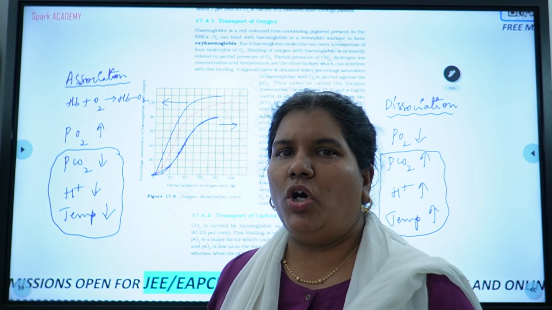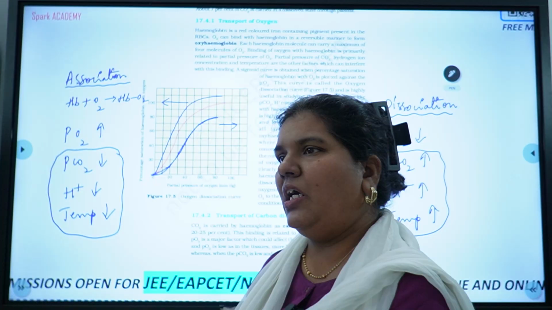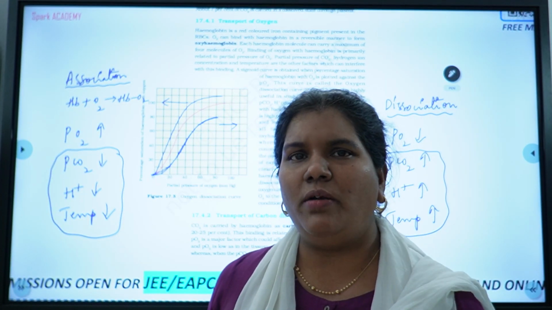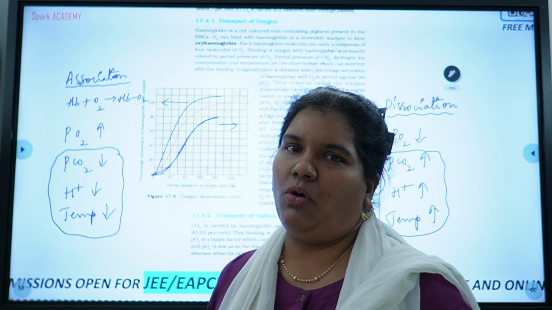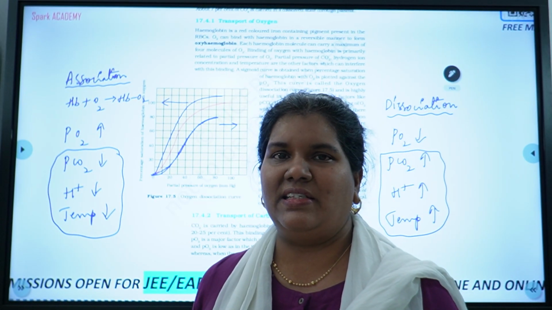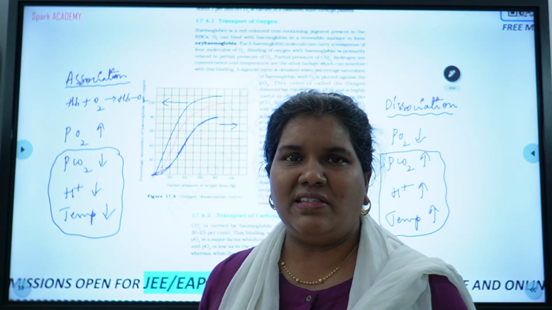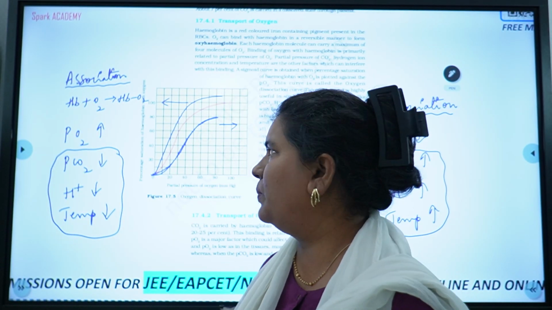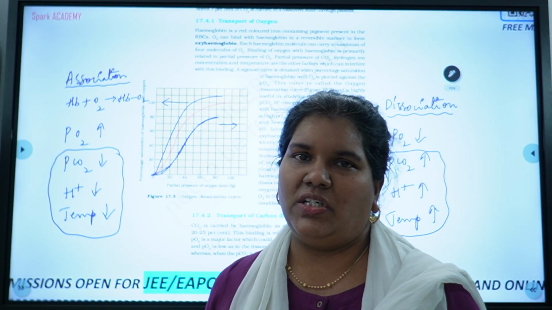But under any abnormal condition, suppose the curve is shifting towards the right side, that means what? Hemoglobin is not binding 100% with oxygen. That also we can take as a clinical conclusion. That is how doctors will deduce whether your lungs are working properly or not, depending upon this oxygen dissociation curve.